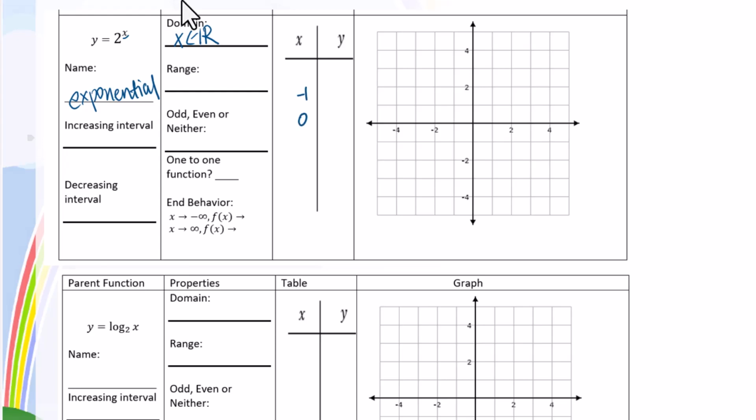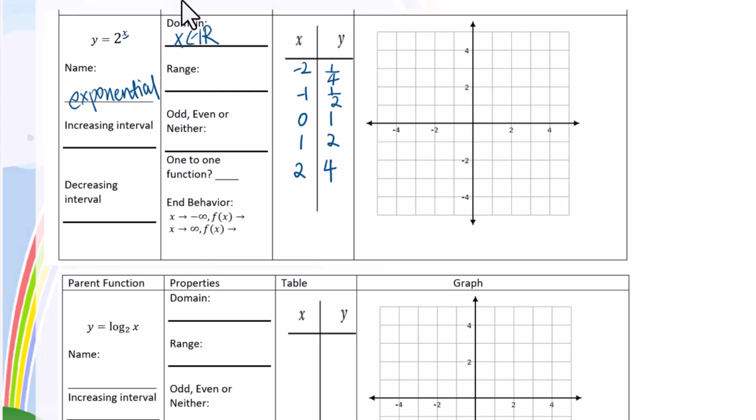-1, -2, 1, 2. 2 to the 0 power is 1, 2 to the negative first power is 1/2, 2 to the negative second power is 1/4, 2 to the first power is 2, 2 to the second power is 4.